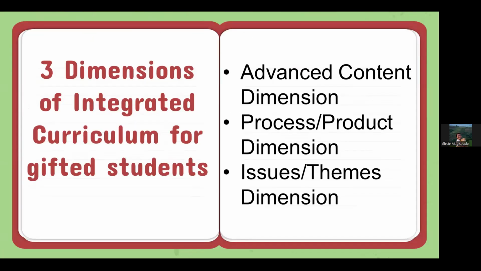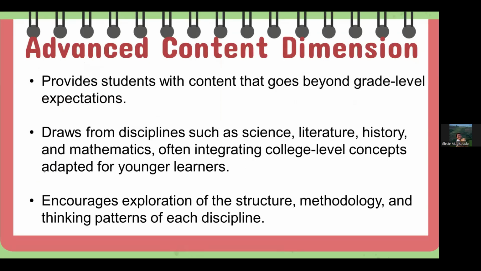So next, we have the three dimensions of integrated curriculum for gifted students. So we have the advanced content dimension, process dimension, and the issues dimension. In advanced content dimension, it provides students with content that goes beyond grade level expectations, draws from disciplines such as science, literature, history, and mathematics, often.